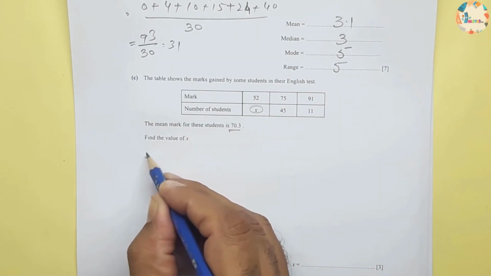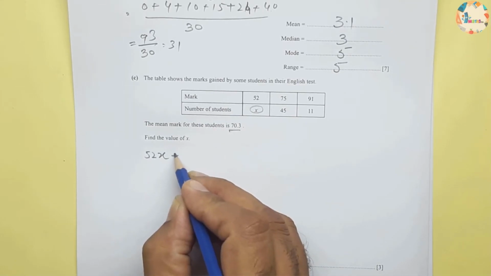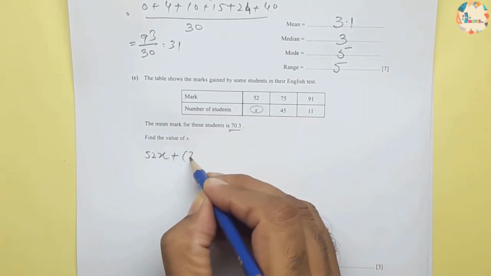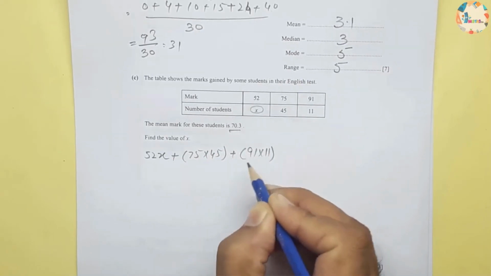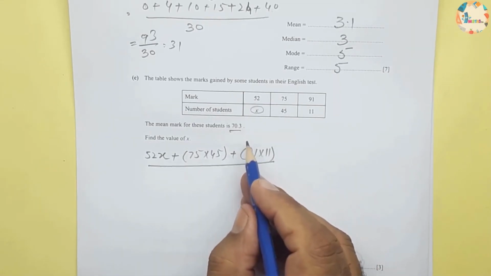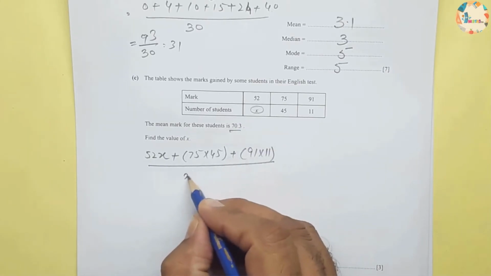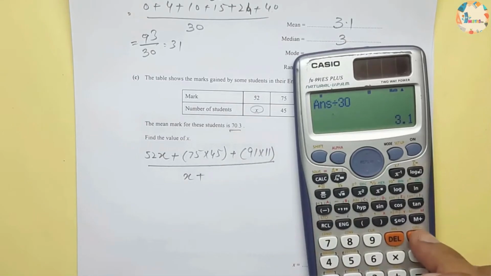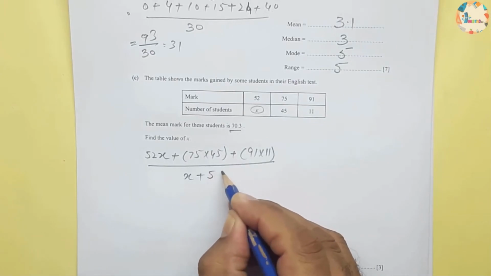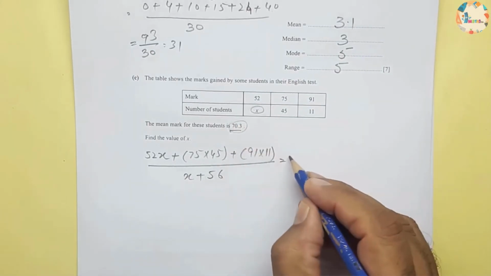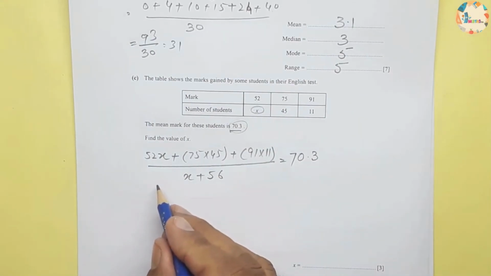This multiplied by this will be 52 into x, which is 52x, plus 75 into 45, plus 91 into 11, and divided by what? Divided by adding all of these, so this will be x plus 45 plus 11, which is equal to 56. So we can write 56, and the mean value is given, which is 70.3. Now the rest of the work is to find the value of x.